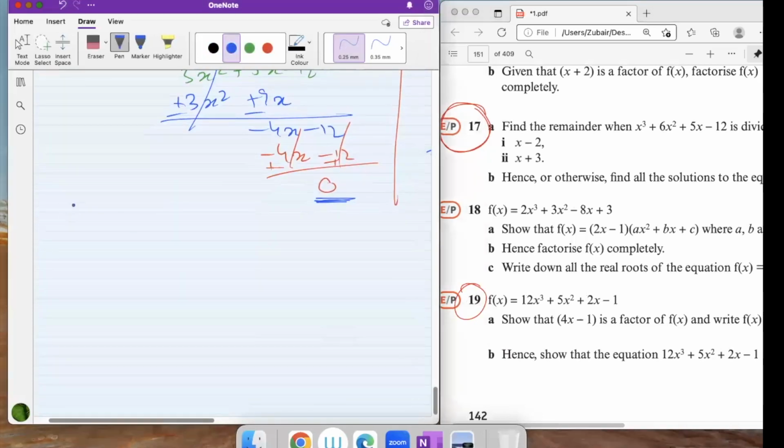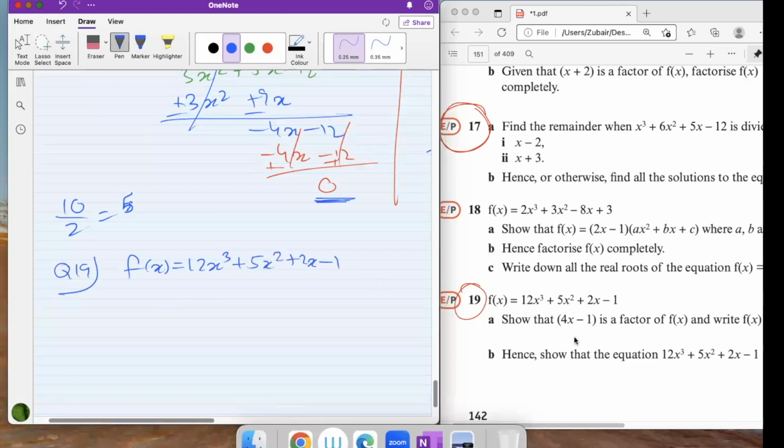For example, 2 is a factor of 10, so the remainder is 0. It is 2 times 5 is 10. The remainder is 0. So question number 19: f of x is equal to 12x cube plus 5x square plus 2x minus 1. And it says check if 4x minus 1 is a factor.